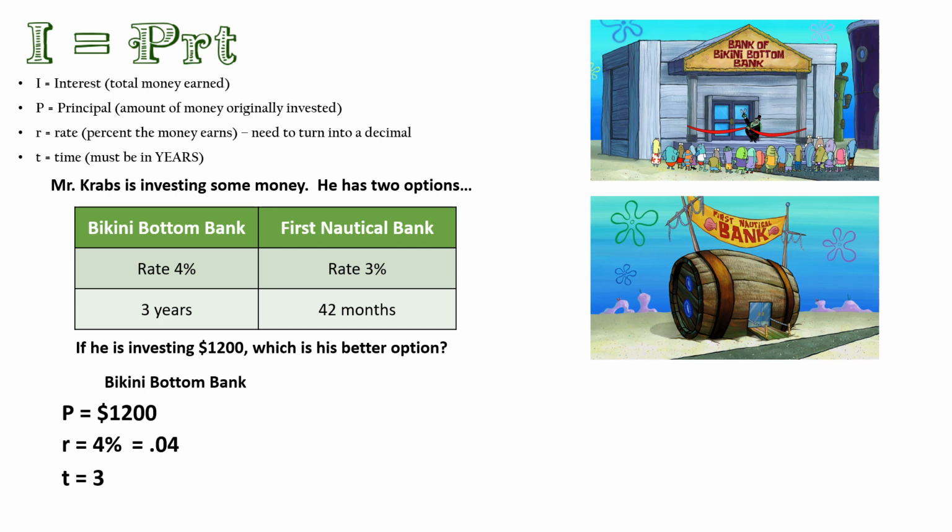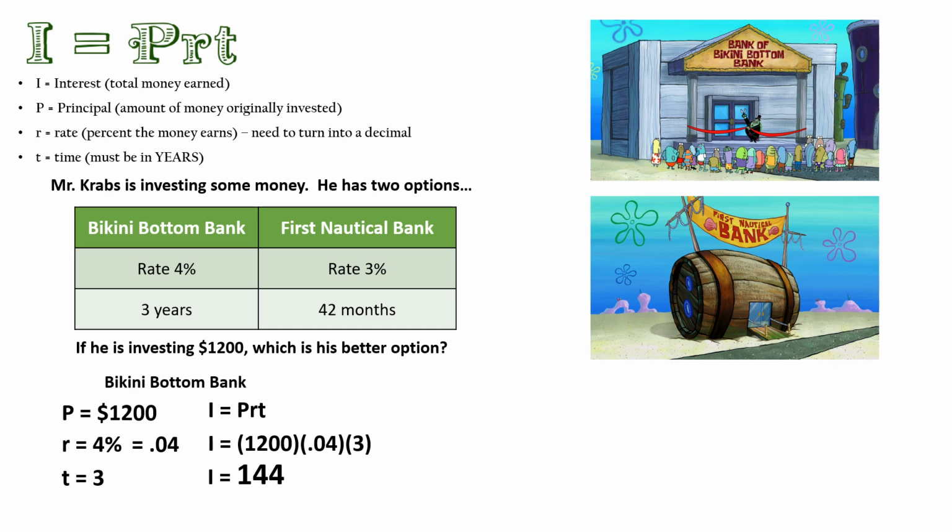So let's solve to figure out how much interest he would make at Bikini Bottom Bank. We're going to use the formula I equals PRT and simply plug all those values into that formula. Again, since the P, the R, and the T are all touching, remember you're going to just multiply those terms together. You can use a calculator if you would like, and you're going to see that the interest earned on his money at Bikini Bottom Bank would be $144.